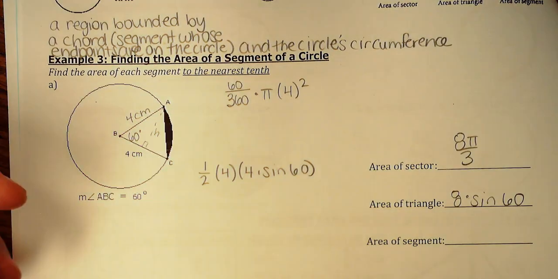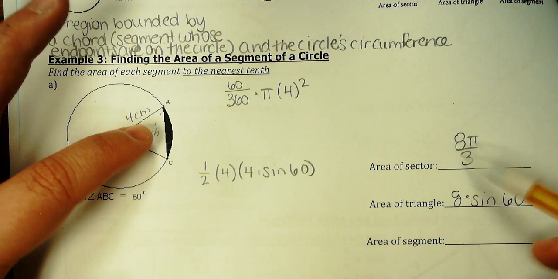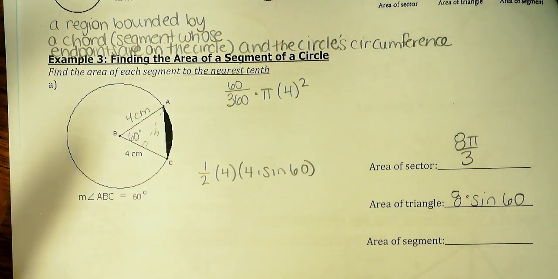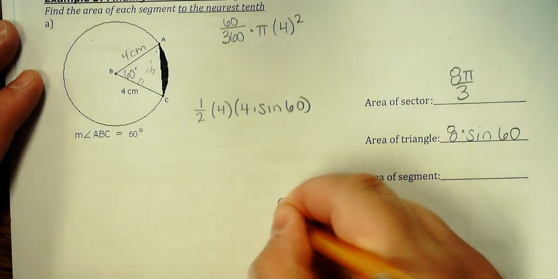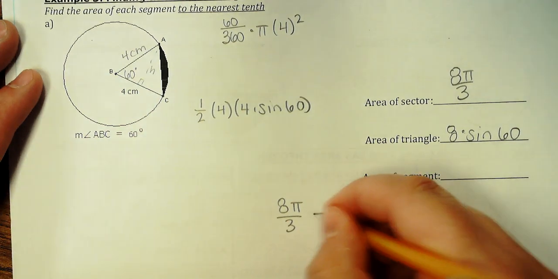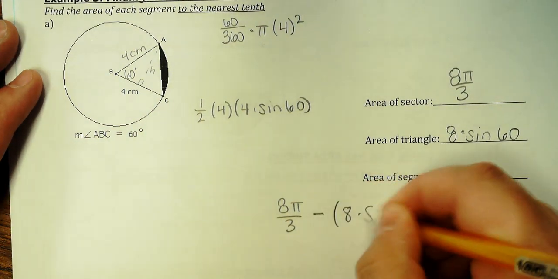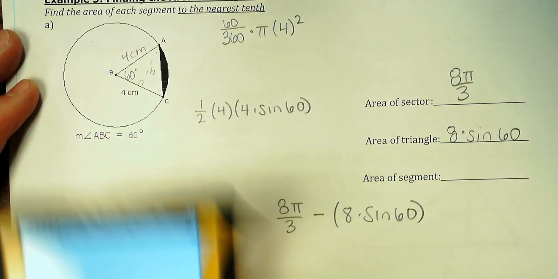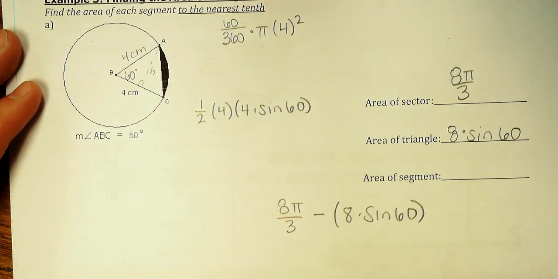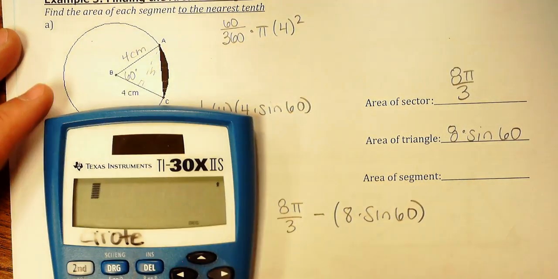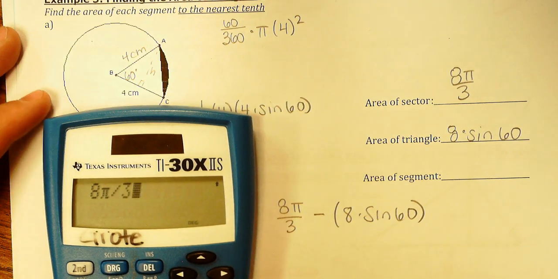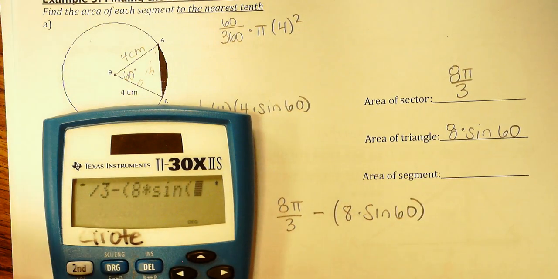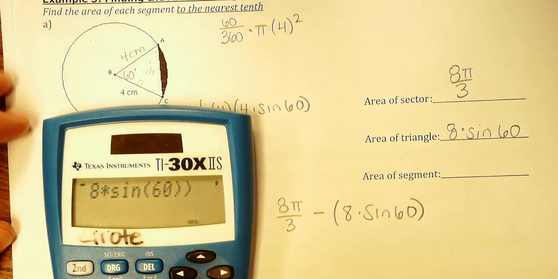Now what I'm going to do for the segment, I'm going to take the sector, which is this, and I'm going to subtract the area of that triangle, which is simplified to that. So in my calculator, 8 pi over 3 is the sector, and then we're going to subtract, so I'm going to put this in parentheses, 8 times the sine of 60. Whichever calculator you want to grab, let me do it on the scientific because a lot of you have this one. So I'm just going to do 8 and then hit my pi button, divide by 3. And then I'm going to subtract, and here's where I have to put parentheses, 8 times the sine of 60. I'm going to make sure I put that in parentheses so I subtract that triangle.